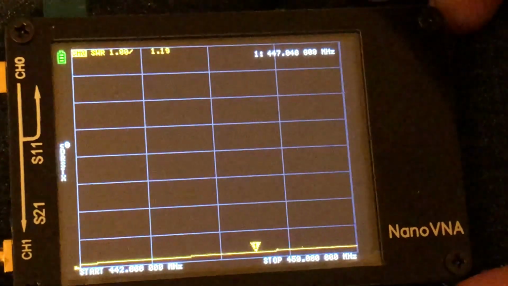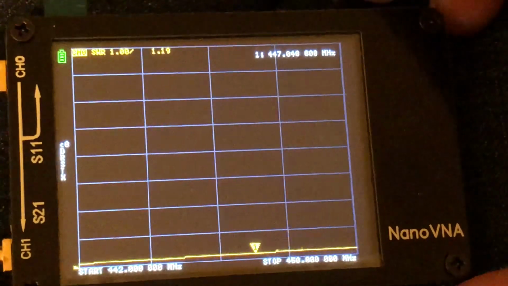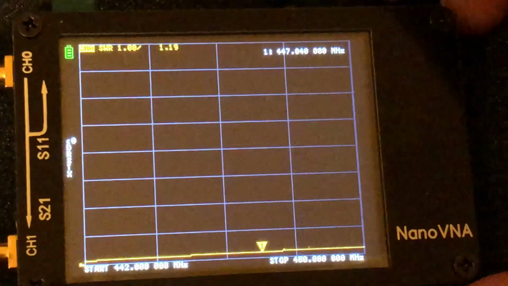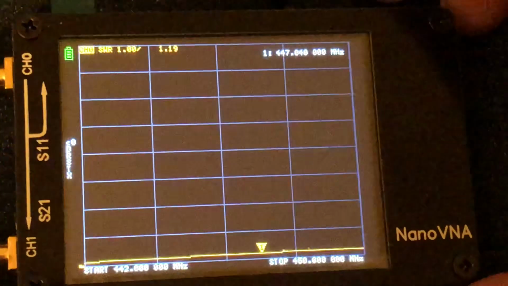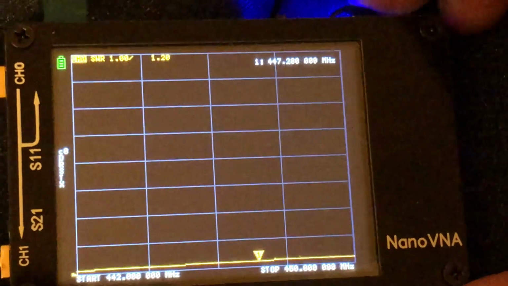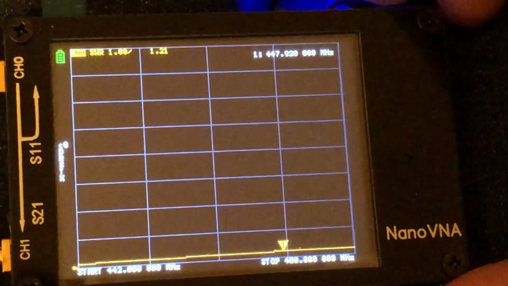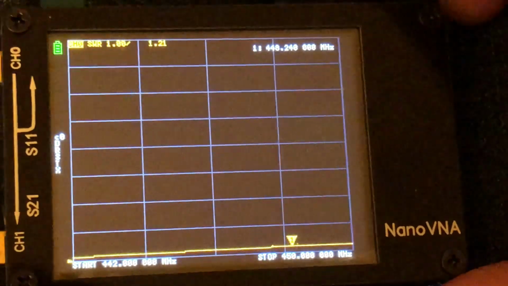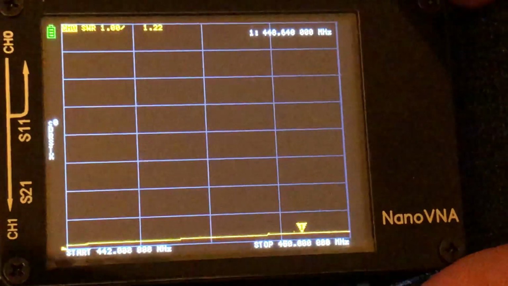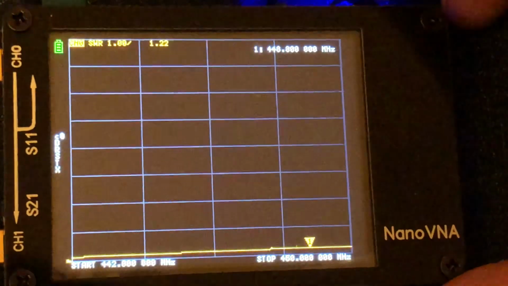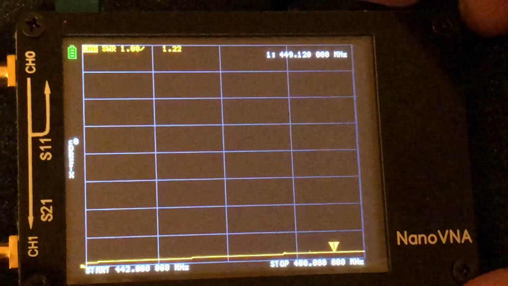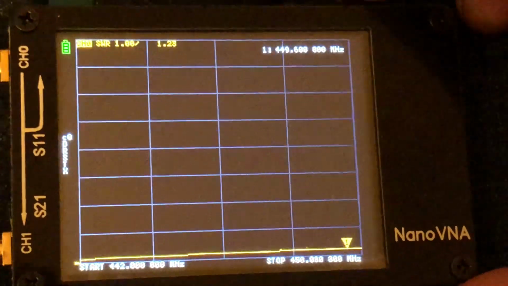446. There's 447.040, which is getting close to a repeater I like using around here. 1.19, sorry. Let's go up a little bit higher, 448.240, 1.2. Looks like we're in the 1.2 area here, which is awesome.